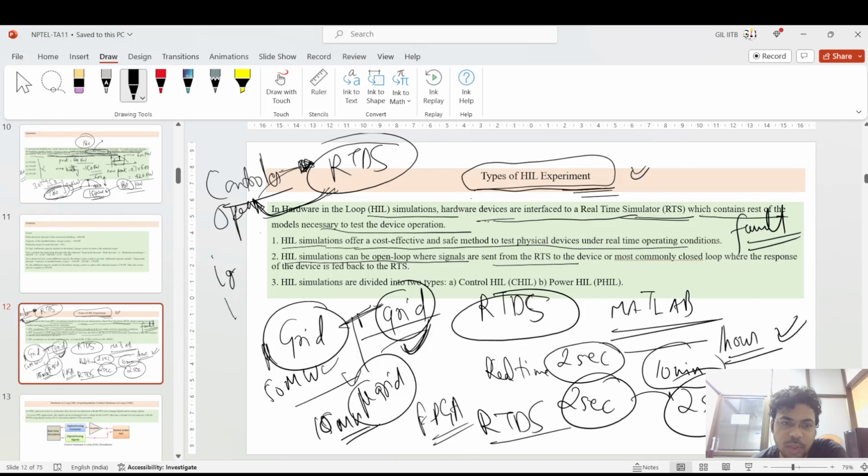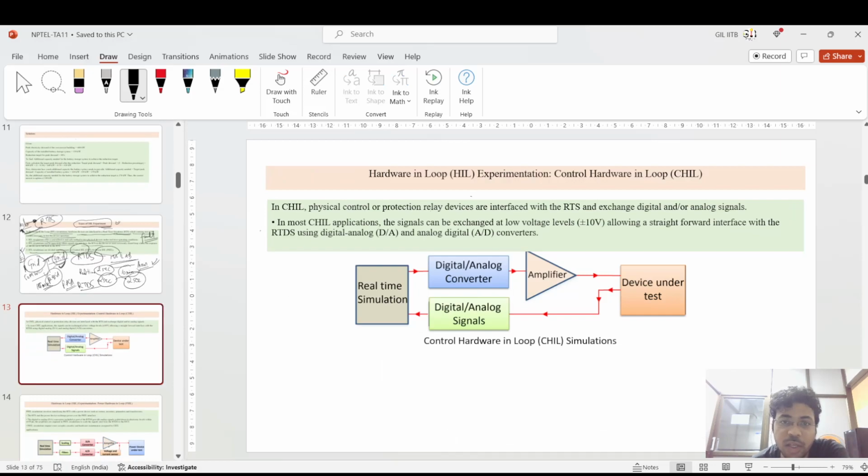Suppose a grid connected system is there. You have two quantities: one is the IG, one is the IG star. IG star is the reference, how much power is to be delivered at a particular time. Suppose this IG star is calculated using a certain algorithm. Then it has to be transferred to the controller so that it can modify. And HIL simulation is of two types: one is the control HIL, the second is the power HIL.